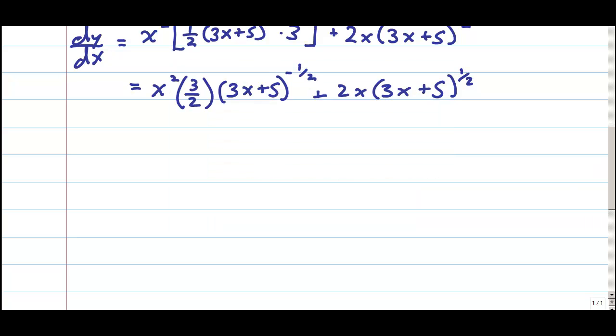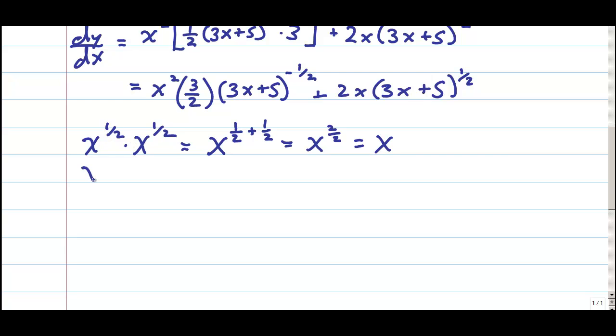Okay, let's just think about it. Consider this. Think about x to the 1/2 times x to the 1/2. Well, I know that that's going to be x to the 1/2 plus 1/2, which is just x to the 2/2, which is just x. So if I multiply x to the 1/2 times itself, I just get x.